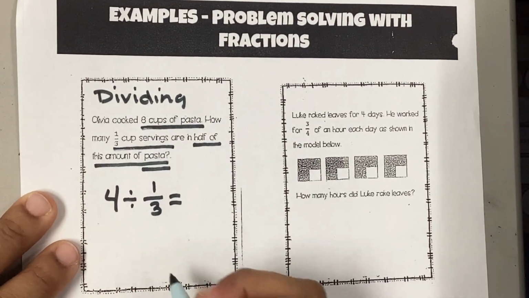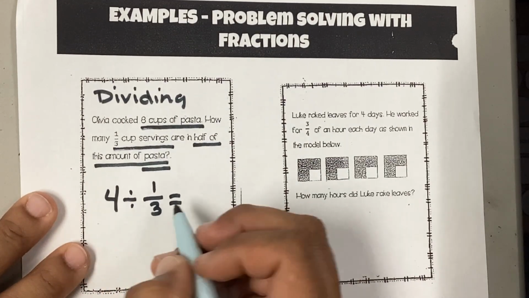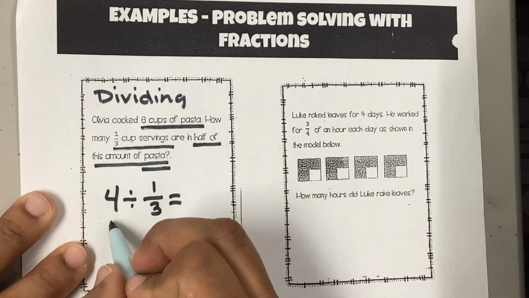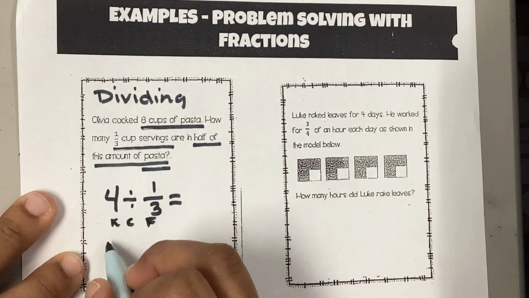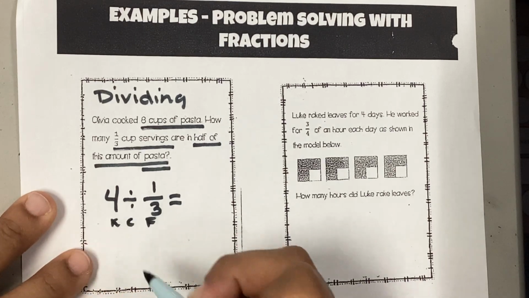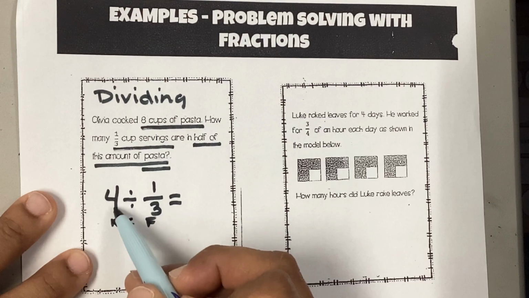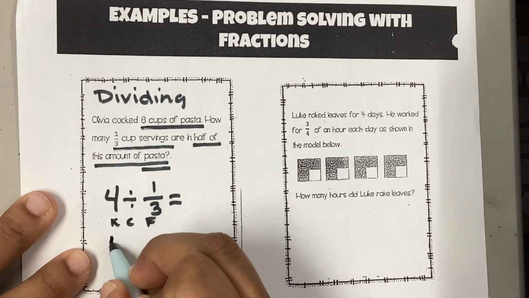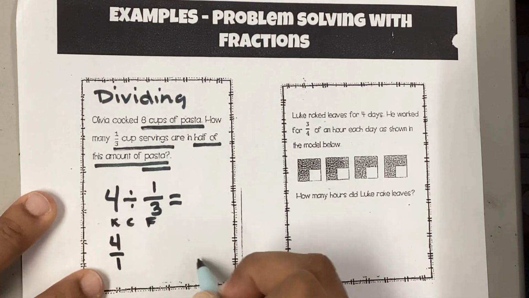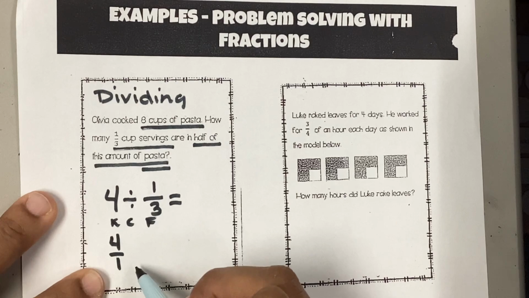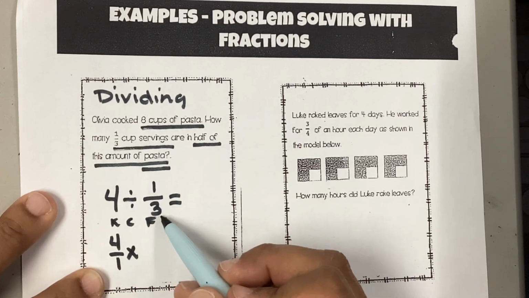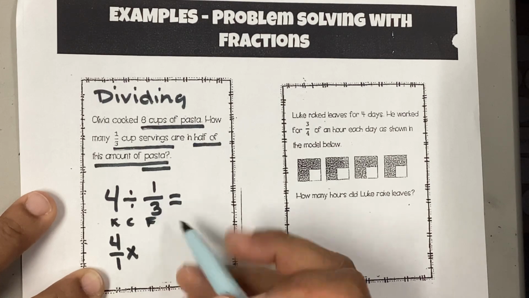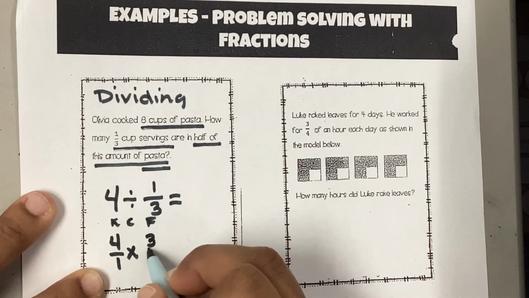So first things first, we're going to follow the method of keep, change, flip. So KCF. First thing we do is keep the first one the same. So instead of keeping it as a whole number 4, I'm going to put it as a fraction. So I'm going to do 4/1. We're going to change the sign to multiply. And then we're going to flip or do the reciprocal. So 1/3, the reciprocal is 3/1.